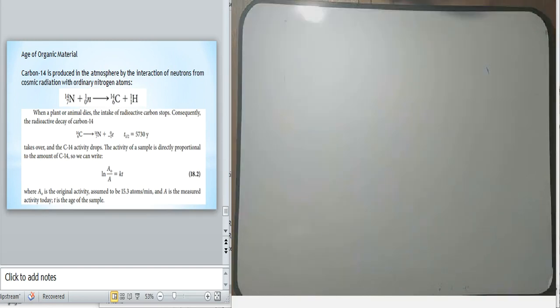So when a plant or animal dies, the intake of radioactive carbon stops. Consequently, the radioactive decay of carbon 14 is shown below. And it also has a half-life of 5,730 years. So imagine, it takes so long. It is halved after 5,730 years. Same as before, the activity of a sample is directly proportional to the amount of carbon 14. So we can write ln A sub 0, or the initial activity, over the final activity, which is equal to kT.